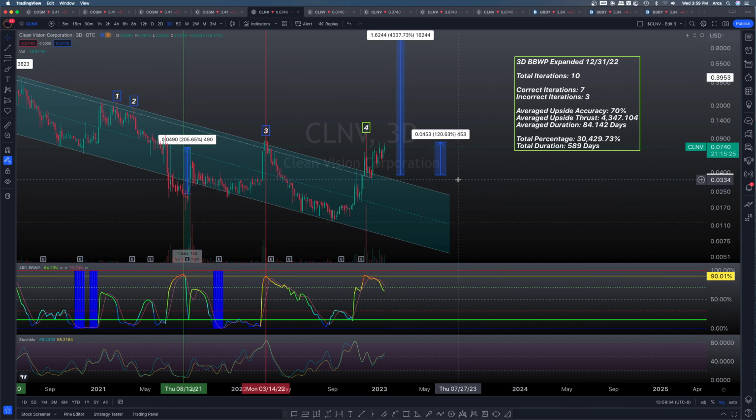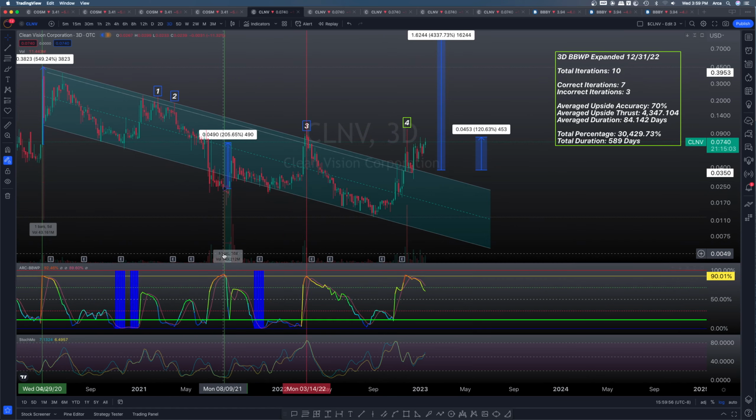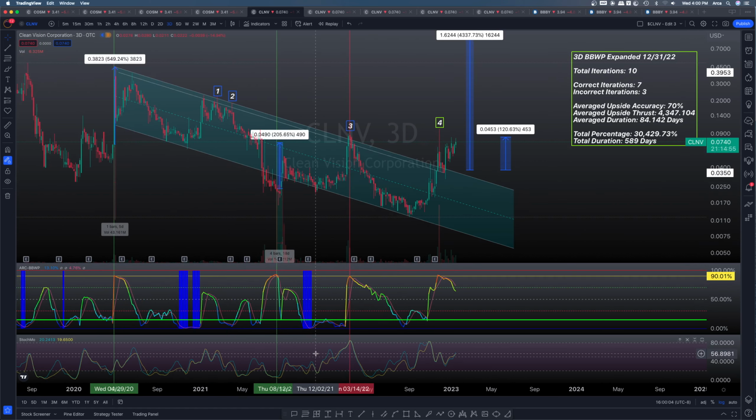Particular to the backtest of volatility versus momentum, anytime that we have approached or landed within the critical volatility zone, which is within the 90 percentile, and started a contraction phase towards the downside, on volatility speaking, of course, I have taken note of every iteration where that has happened. I've taken note of the duration of the iteration, the upside thrust of that iteration, and the amount of times that volatility versus momentum guessed the upside correctly versus incorrectly.